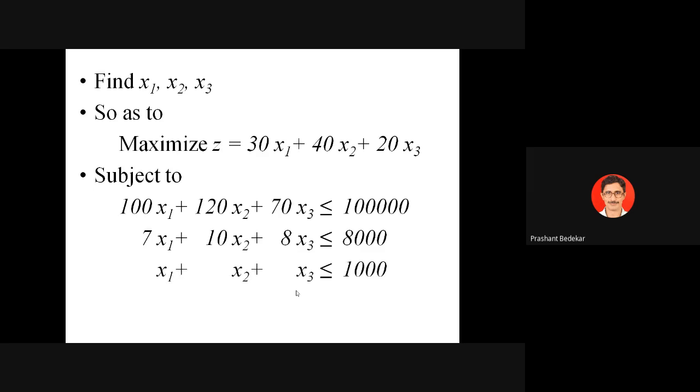Then the farmer has 1,000 acres of land. So x1 plus x2 plus x3 should be less than equal to 1,000. I will make this thing clear afterwards. ये प्रॉब्लम सॉल्व करने के बाद बताऊंगा कि why equal to symbol is not used here. I'll make it clear. Okay. And I cannot allocate any negative land area to any particular crop. So x1, x2, x3 greater than equal to 0. Lower bound. Let's proceed.